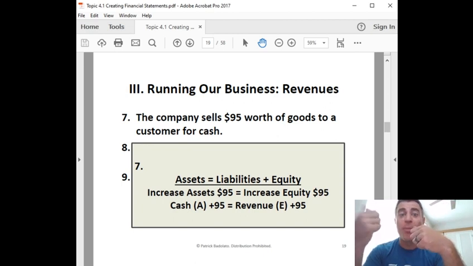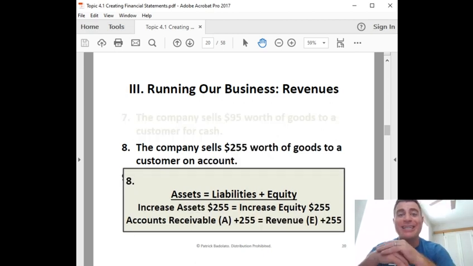We want to recognize that by increasing our equity and increasing our cash. Okay, that's a straightforward transaction. Let me do transaction 8.